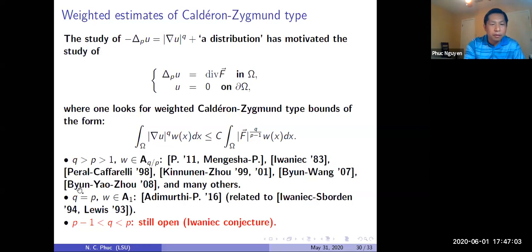Well, it turns out that you can also do something with the case Q equal to P, and in that case, you have to assume that the weight is in the A1 class. This is done in my work with Adimathi. And of course, this is very strongly related to the work of Iwaniec, Sbordone, and John Lewis about higher integrability of the p-Laplace equation with zero right-hand side. Now, the case when Q is less than P is still open, and this is known as a conjecture of Iwaniec in the 80s.